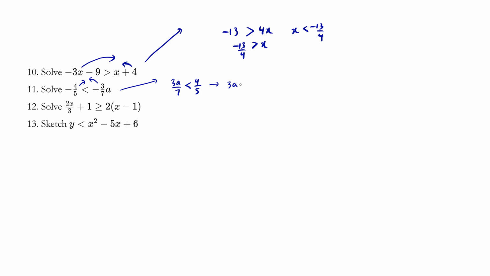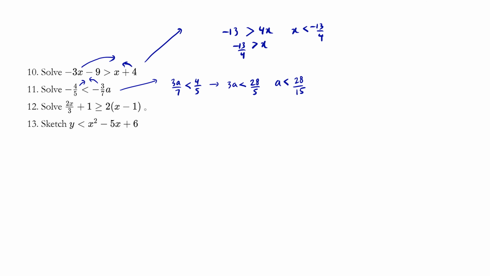So we have 3a is less than 7 times 4 is 28. So we're multiplying by 7, which is why the 4 became a 28. And finally, we're going to divide both sides by 3. And when you divide by 3, we have 28 over 15.